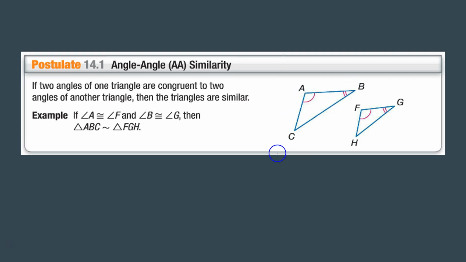So for triangle ABC to triangle FGH, it went from big to small. But notice the two angles are both congruent. So angle A is congruent with angle F, and angle B is congruent with angle G. Because of that, I now know that triangle ABC is similar, that's a symbol for similar, to triangle FGH. Notice the lettering, very specific, just like when we're talking about congruent triangles.